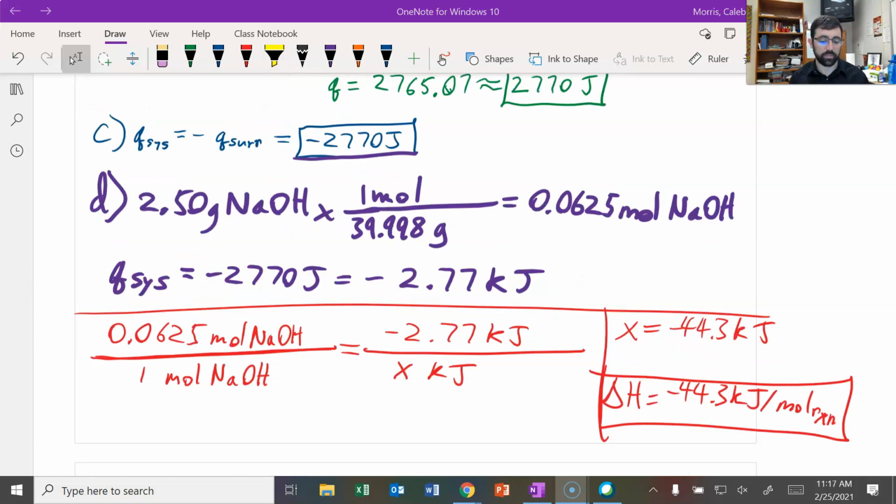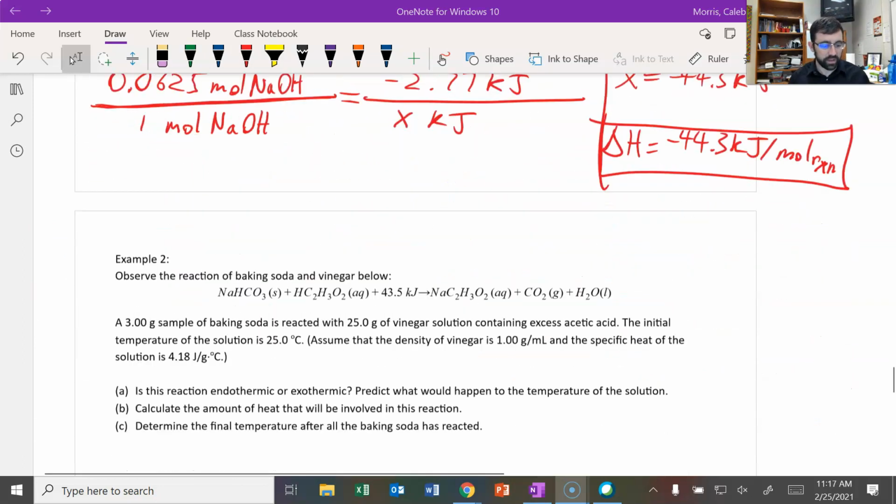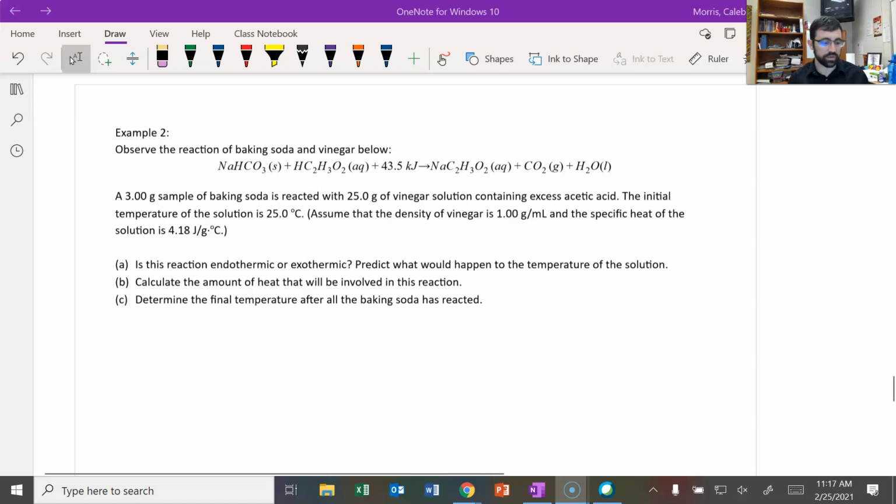Okay, that's going to wrap it up for today. There's one more example problem, example 2. It's another coffee cup calorimeter example. You may want to try to work on this. We're probably going to start with that as a warm-up during the beginning of next class.